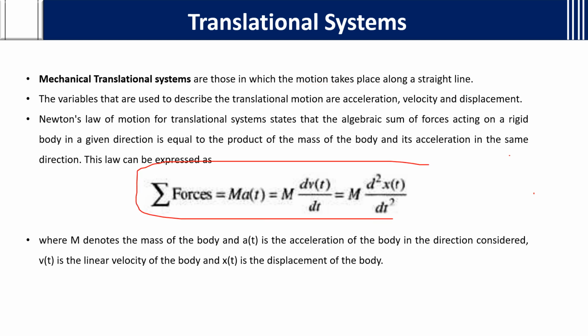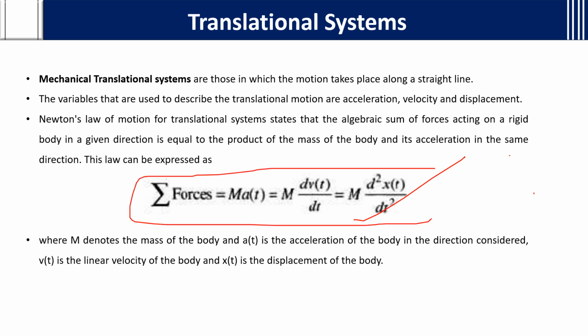Why? Because these are the differential equations. Using these only you are going to solve the problems. This is the formula. In this way we are going to write for all the components of the system. So this is very important. Try to understand this equation, where m denotes the mass of the body and a of t denotes the acceleration in the direction considered, v of t is the linear velocity of the body, x of t is the displacement of the body.